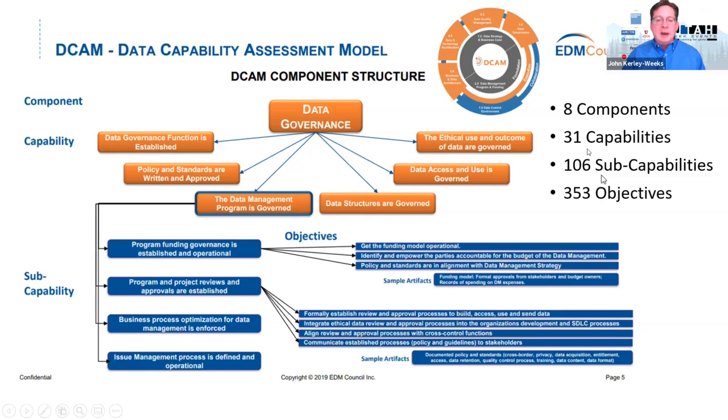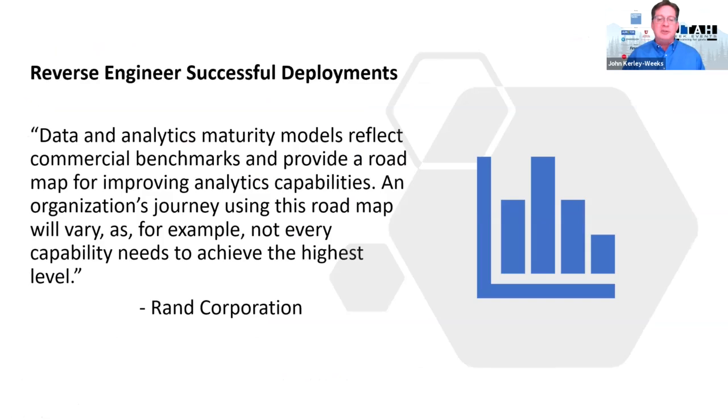The DCAM model splits up different core components into 31 capabilities or subcategories, 106 sub-capabilities, and then 353 objectives. So the data model does go into a lot of detail, but it tends to stop at the objective level. It doesn't go into implementation details.